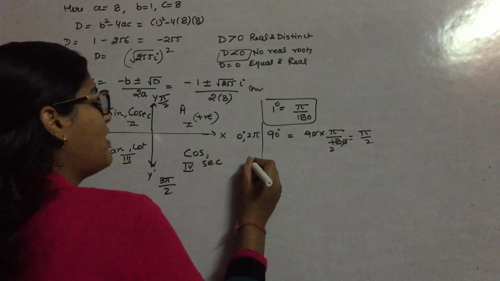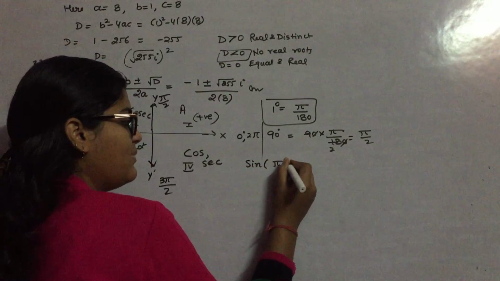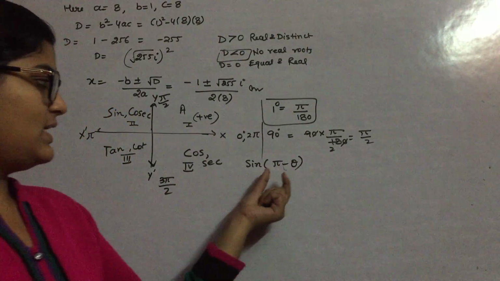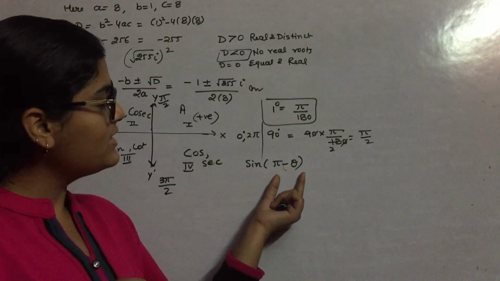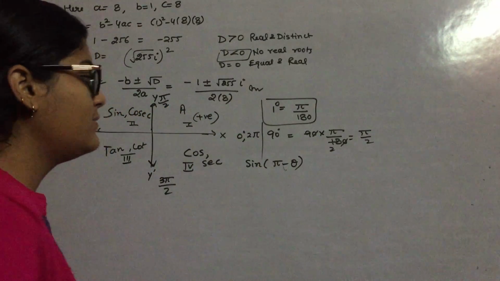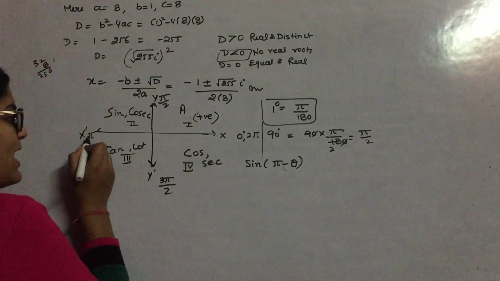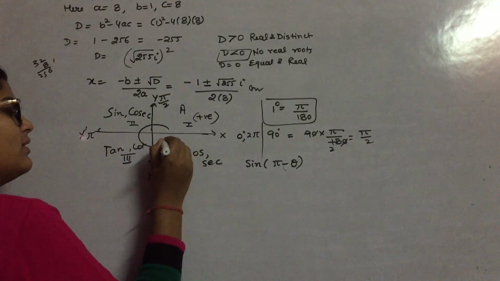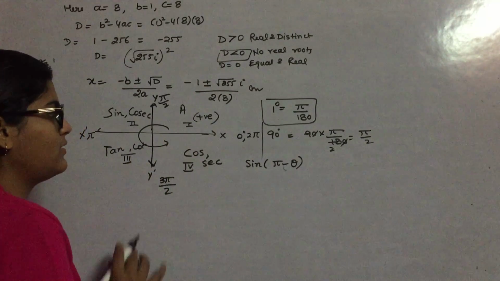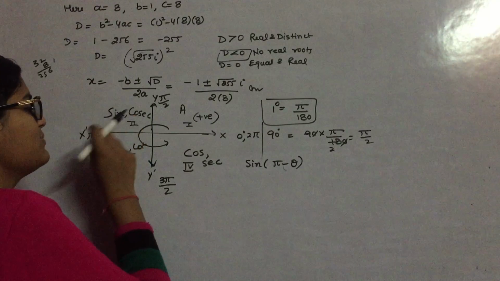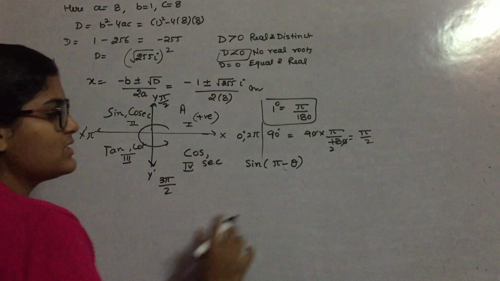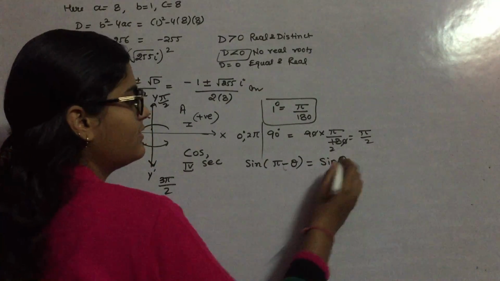So let us suppose you are asked to find out the value of sine of pi minus theta. Firstly, take this angle and just apply this concept. Your pi minus theta lies in which quadrant? Your angle is considered in anti-clockwise direction. So your pi minus theta becomes less than pi, which is second quadrant. In second quadrant, sine is positive, so it comes out to be sine theta.